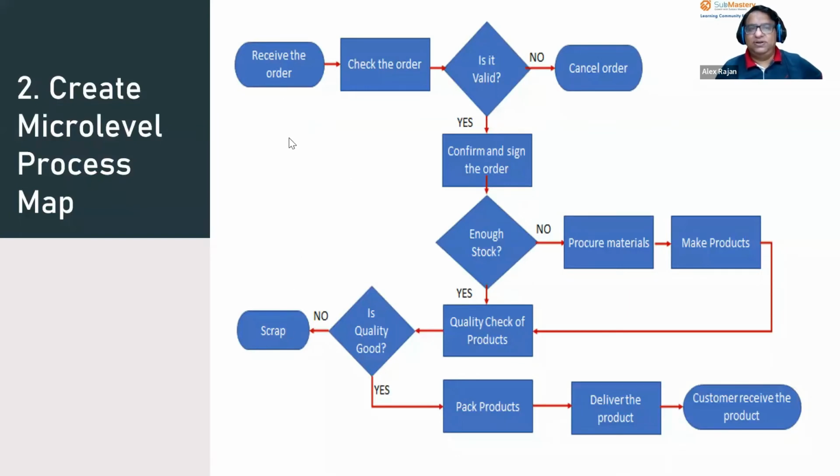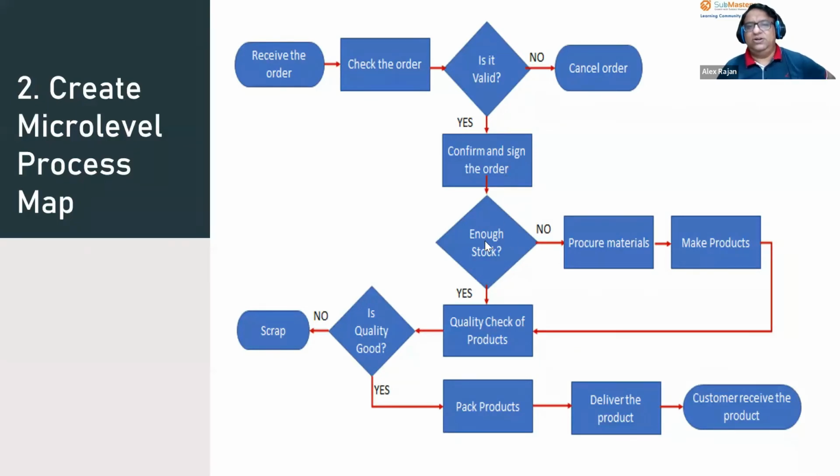And we can see multiple endpoints for the start and the end. Multiple endpoints will be there in a flow chart which we create as a micro level process map. Here we say we receive the order, and we check if the order is valid. So here the decision boxes are used. In a SIPOC or the macro level process map, decision boxes are not used. Is it valid? No, we cancel the order. Yes, we confirm and sign the order.